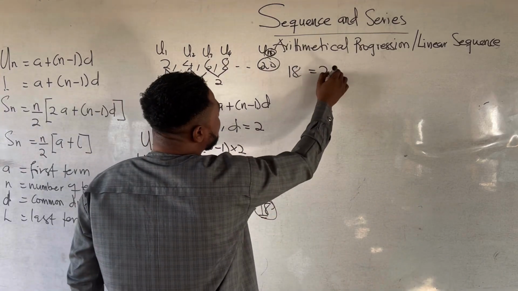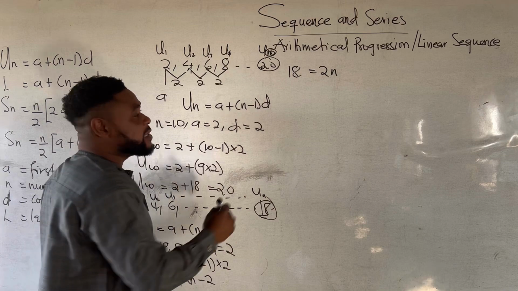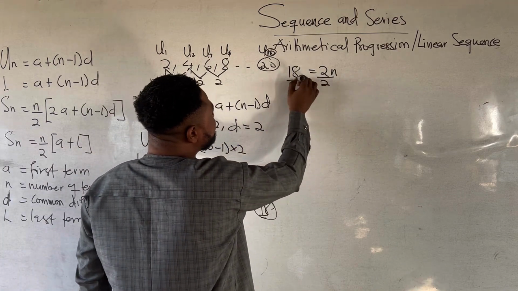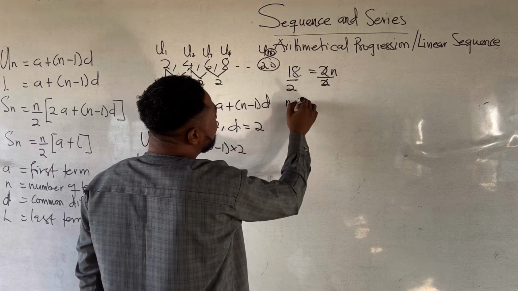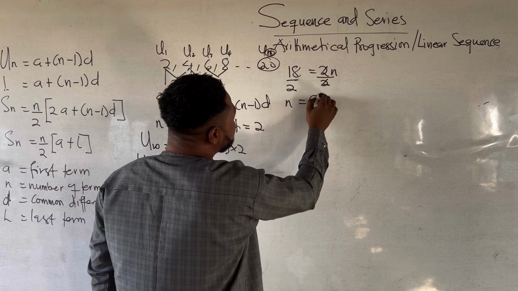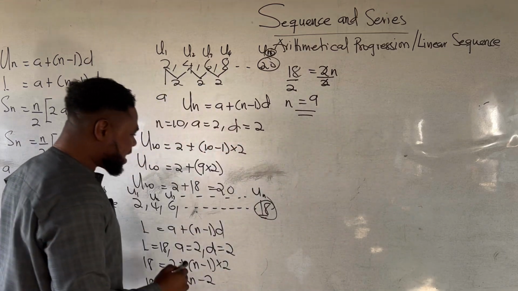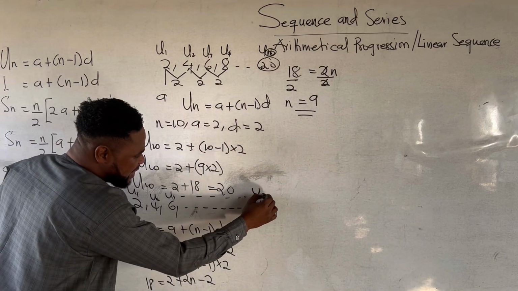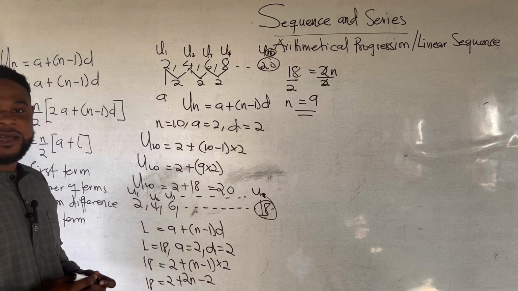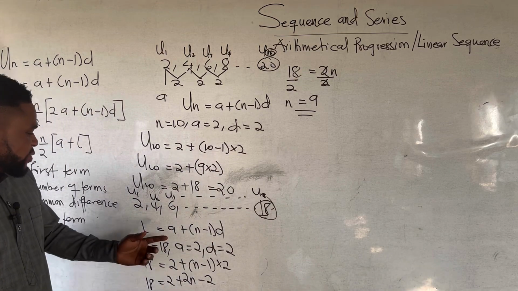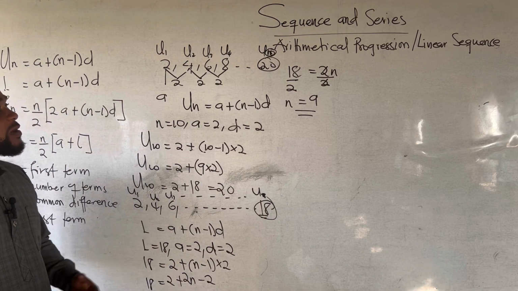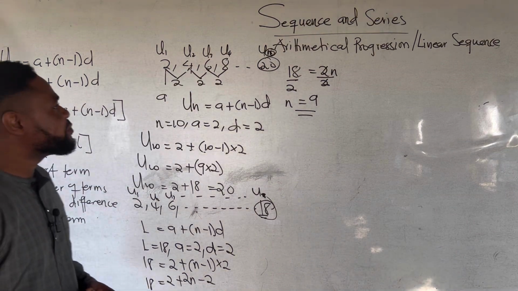So we have 2n, as we can see here. We divide here by 2, here by 2. Therefore, n is going to be what? 9. So it means that the ninth number will give us what? 18. And this is how we can use this formula to answer questions in arithmetical progression.